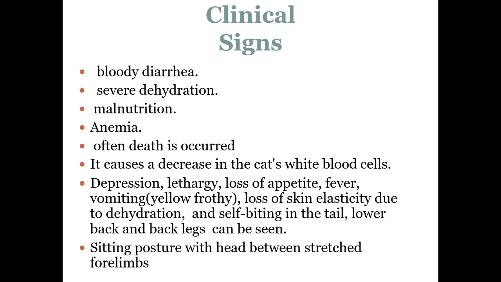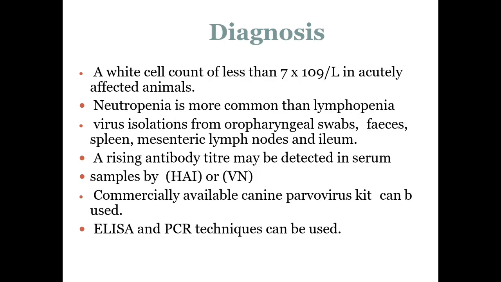If we talk about the clinical signs, these include bloody diarrhea of the GIT, severe dehydration, malnutrition, anemia, and often death occurs. It causes a decrease in the cat's white blood cells, which is also known as panleukopenia. The general signs include depression, lethargy, loss of appetite, fever, vomiting, usually yellow frothy, loss of skin elasticity due to dehydration, and self-biting in the tail, lower back, and back leg can be seen. A sitting posture of the cat is observed with the head between the stretched forelimbs.